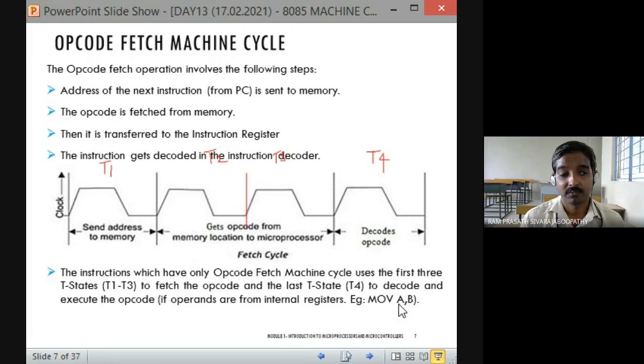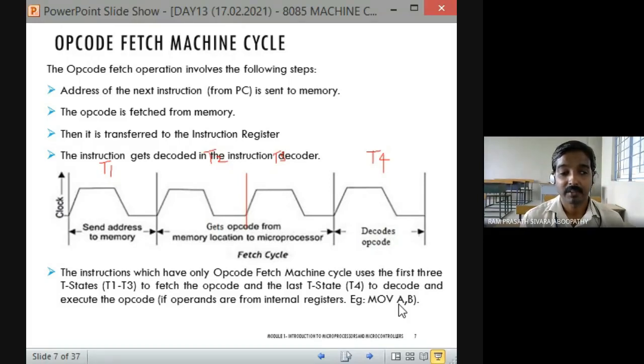Where is the operand? Which type of addressing mode is this one? Yes, register addressing mode. The operand is addressed with the name of the register. Where are the registers located? Inside the CPU or outside the CPU?